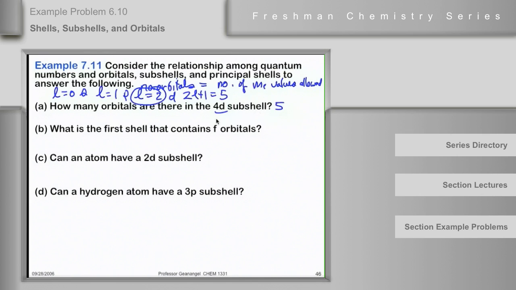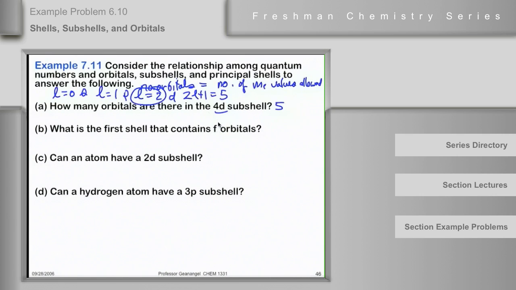What is the first shell that contains f orbitals? Have to think about that a little bit. We're going to reason from this symbol to what the value of L is, and from that to what the value of n is. And that will tell us the shell, right?